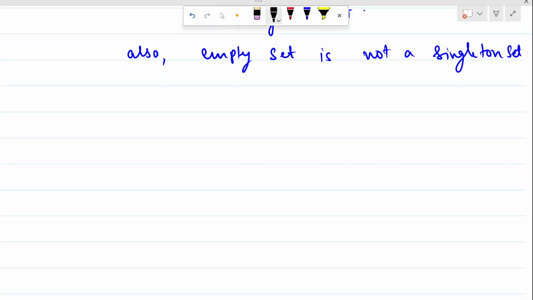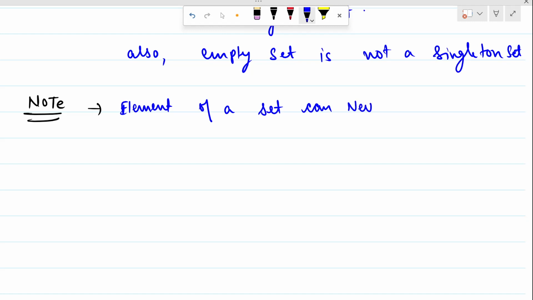So again, we have a note. It is very important. An element of a set can never be a subset of itself.